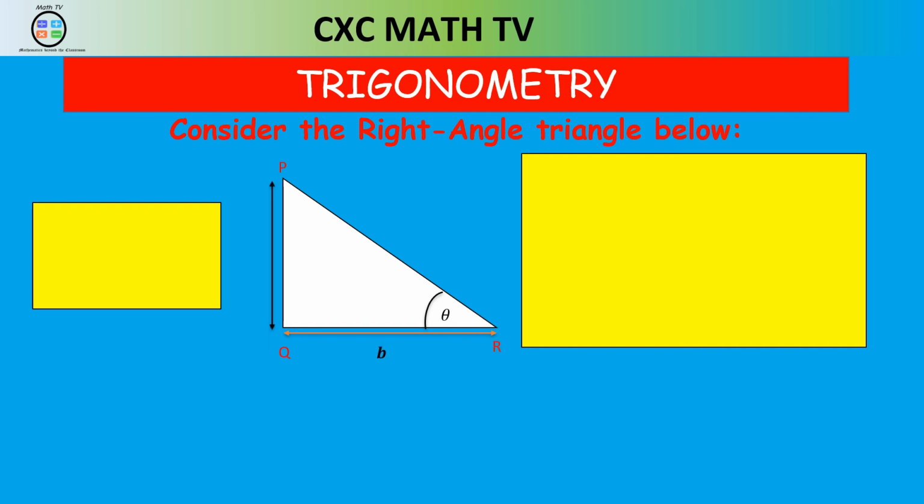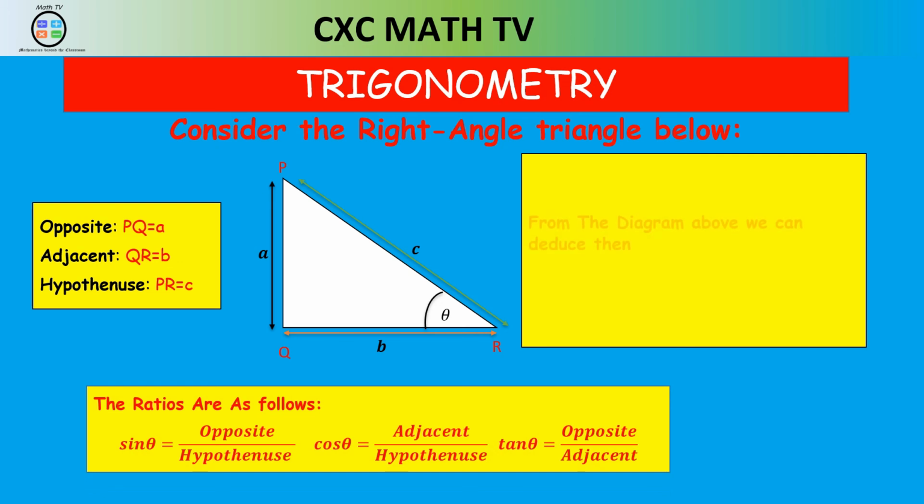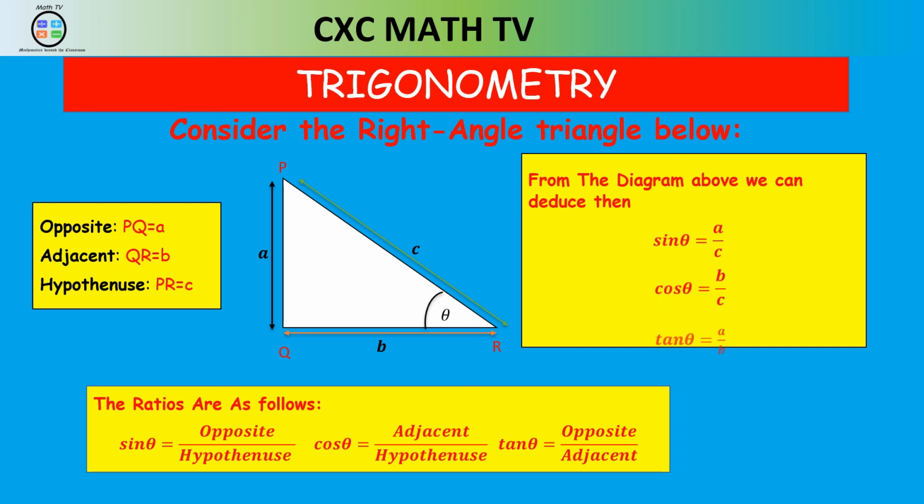And the trig ratios deduce that the sine of theta is the opposite over the hypotenuse, the cos of theta is the adjacent over the hypotenuse, and the tan of theta is the opposite over the adjacent. So from this diagram, the sine of theta is A over C, the cos of theta is B over C, the tan of theta is A over B. Once you know trigonometric ratios, you're absolutely fine and you're doing good so far for trigonometry.